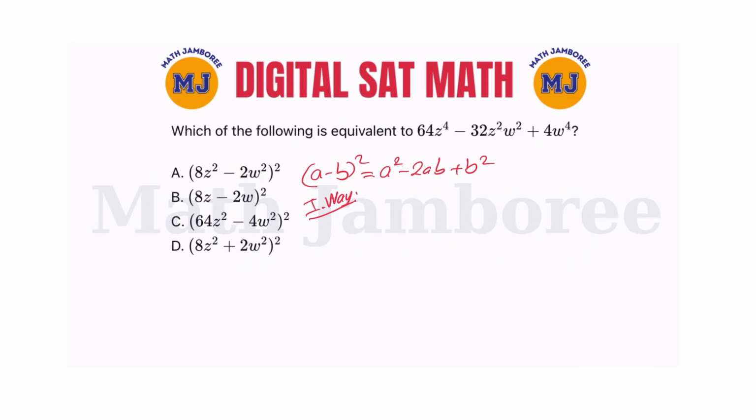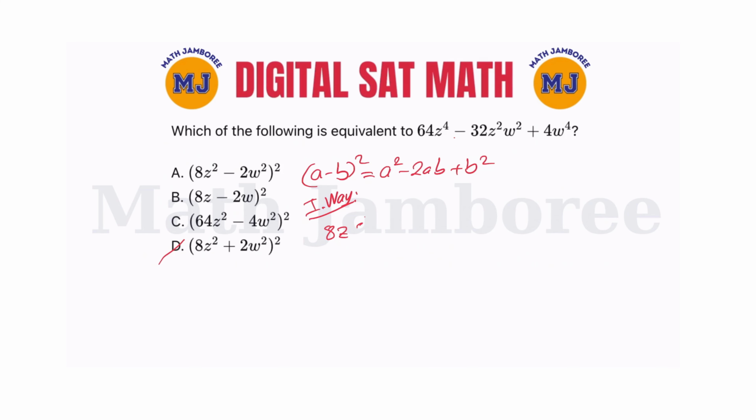As the first way, we will just expand the choices. I know the fact that choice D is for sure not an answer because this is plus, this is minus, right? Because a plus b squared is a squared plus 2 times a and b plus b squared. So I can go ahead and eliminate choice D. A, B, or C? This time I want to go with B first.